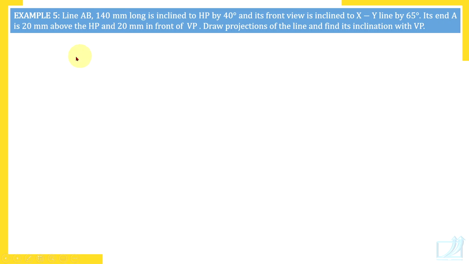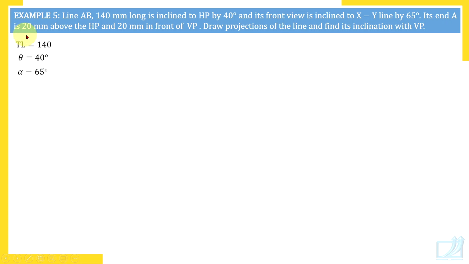Line AB 140 millimeters long, so true length is 140 millimeters, is inclined to HP by 40 degrees. So theta is given, 40 degrees, and its front view is inclined to XY line by 65 degrees. Listen, clearly it is mentioned that the front view of the line is inclined to XY line by 65 degrees. Now what is the notation we use for inclination of front view of line? So alpha. So alpha is given, 65 degrees.